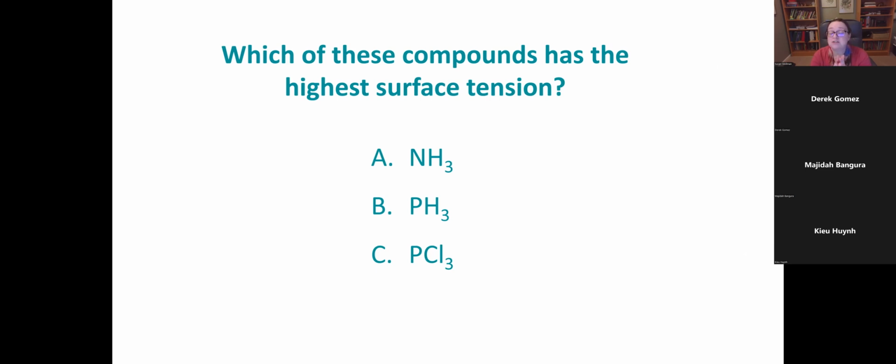The highest surface tension, right? That's the strongest surface tension. So a big surface tension is going to be something that has a very large intermolecular force. So the idea then is we're going to see a hydrogen bond with our ammonia. We're going to look for things that have a large intermolecular force.